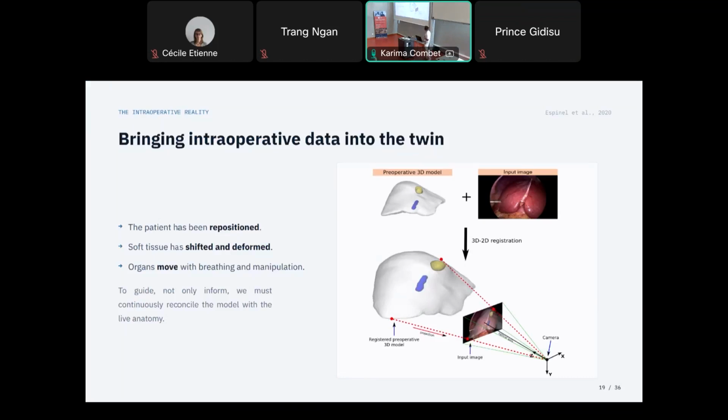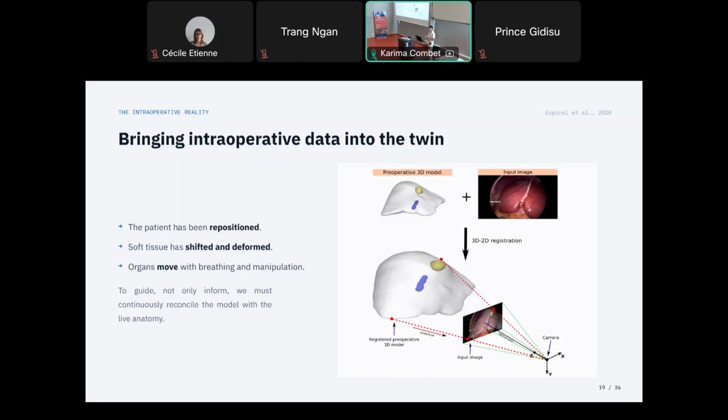I just bring one example of the work we have done in the university team in Clermont-Ferrand. And in this team, we are looking at augmented reality to guide the surgery. And here, we try to register the preoperative model made with a CT scan of a liver on an image without markers. And this is a difficult task, because the twin is static, but the image is moving and the liver is deformable. How do we resolve this problem?